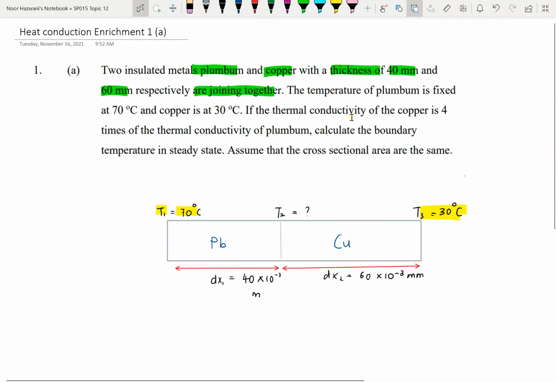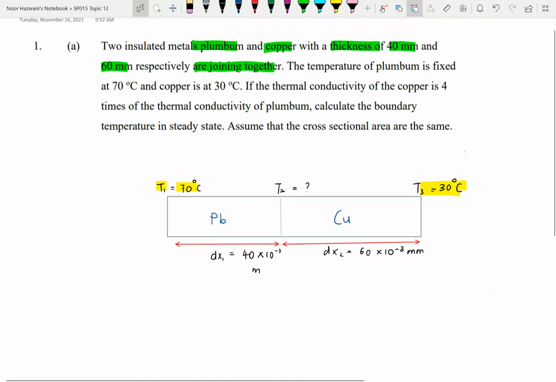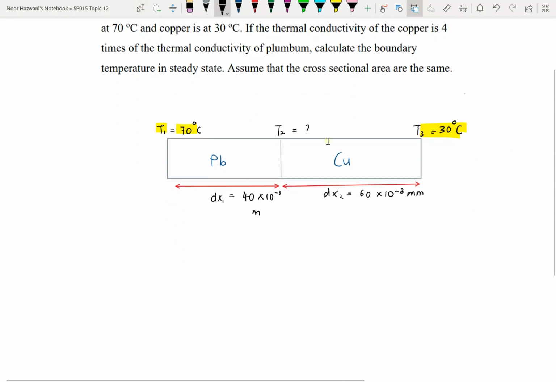So if the thermal conductivity of the copper is 4 times of the thermal conductivity of the lead, so you have to take out the important info from the sentence. So it said that thermal conductivity of the copper, so K for copper is actually 4 times K of the lead. So yang ni you kena take out from the sentence. Okay, the important info.